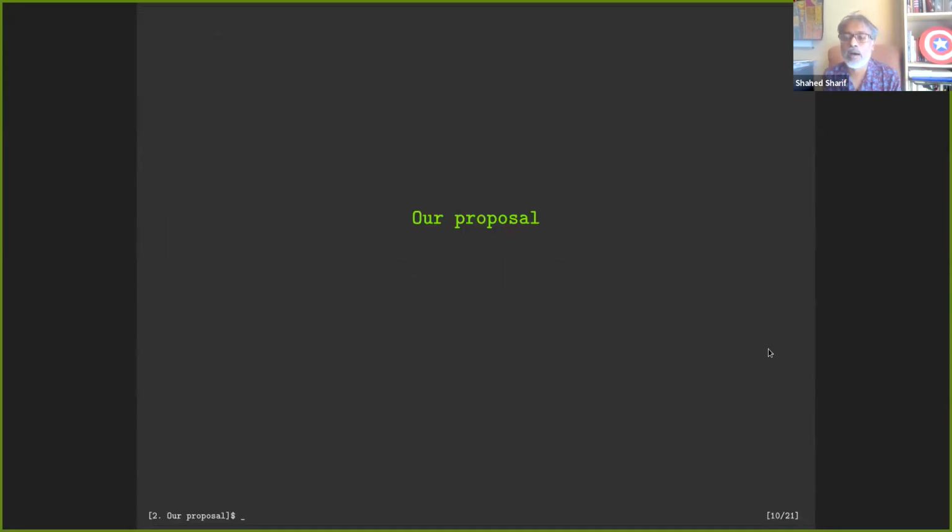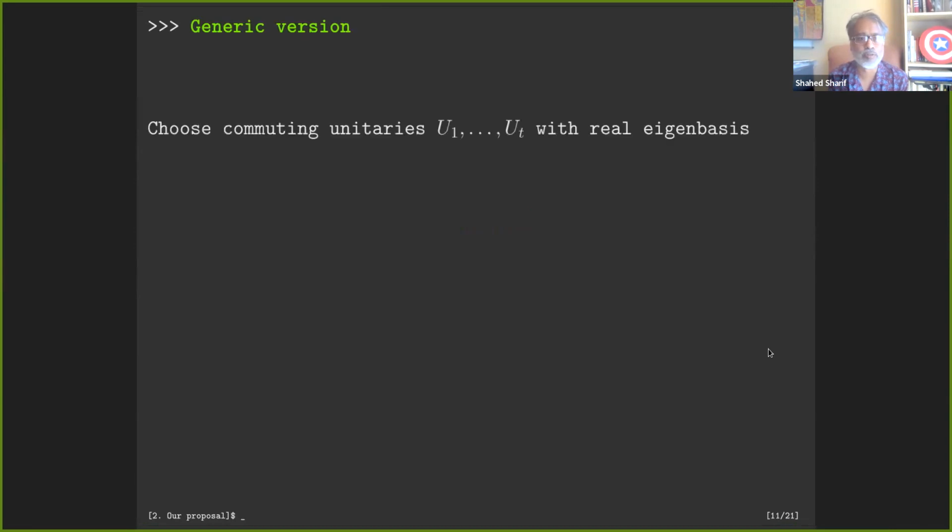Okay, and so that's the whole idea behind the quantum money. If that's your quantum data, then you can't make a second copy of it, and that's supposed to be the idea behind it. Oh well, this is going to be hard to counterfeit. So our proposal for quantum money. Let me give the generic version first.